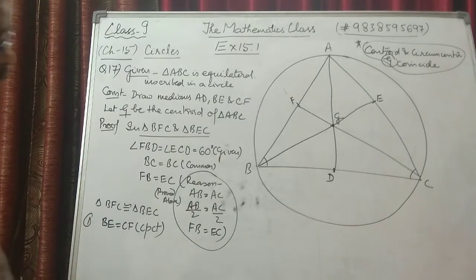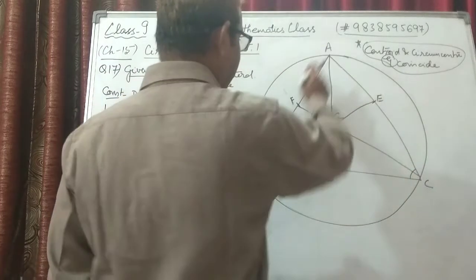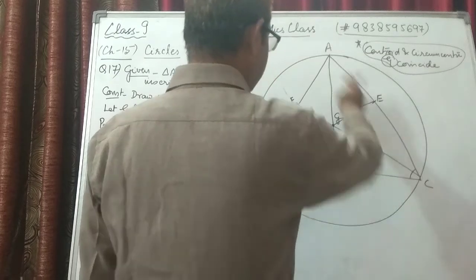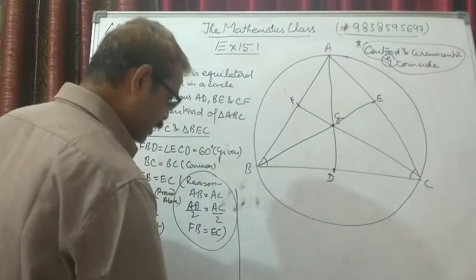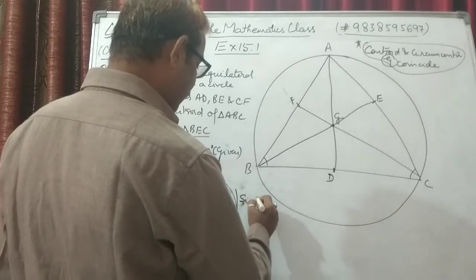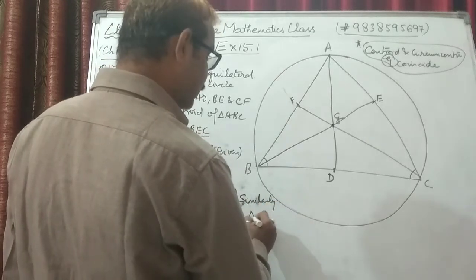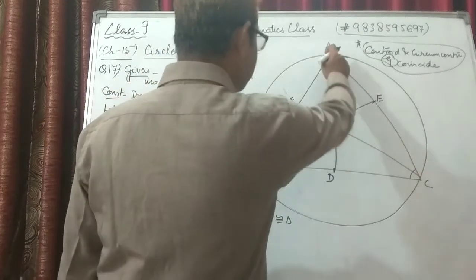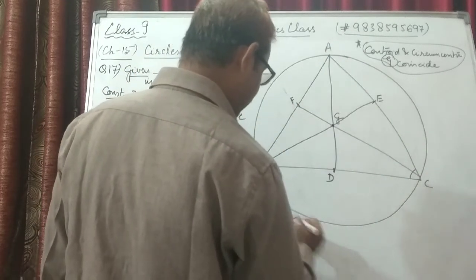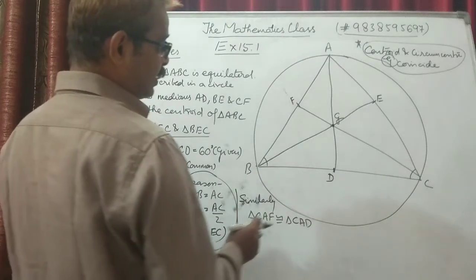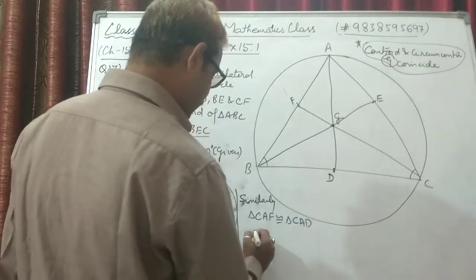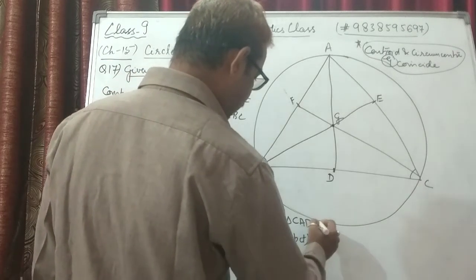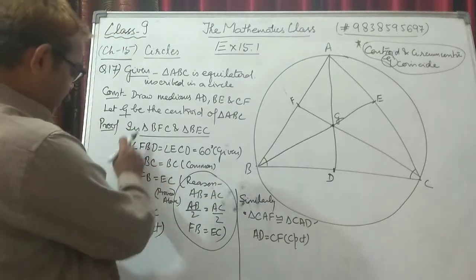Similarly, we can say that triangle CAF is congruent to triangle CAD by the same method. And when the triangles are congruent, we can say that AD is equal to CF by CPCT. This part I have not proved in detail, this part is the same as the previous part.